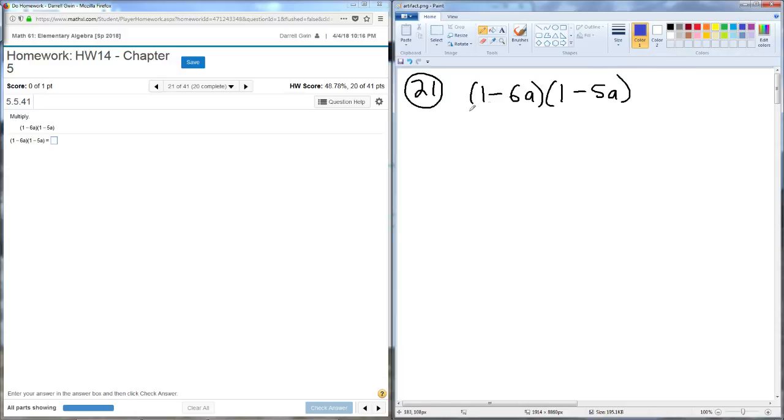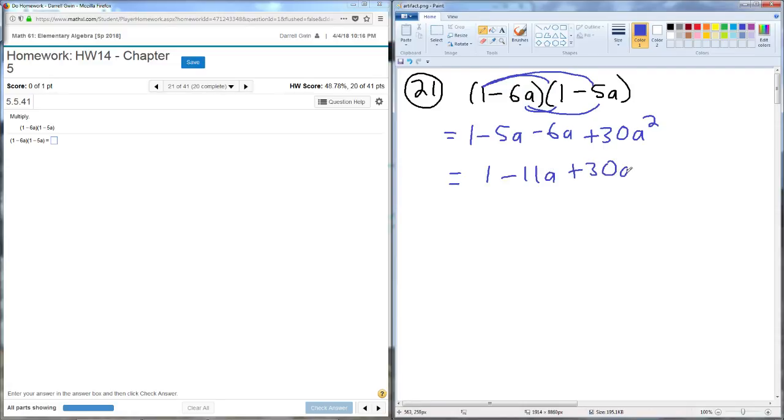FOIL. 1 times 1. 1 times -5. 6 times -1, and negative times negative is a positive. In this case it is positive. 6 times 5 is 30. A times a is a squared. Combine like terms here: negative 11a plus 30a squared.